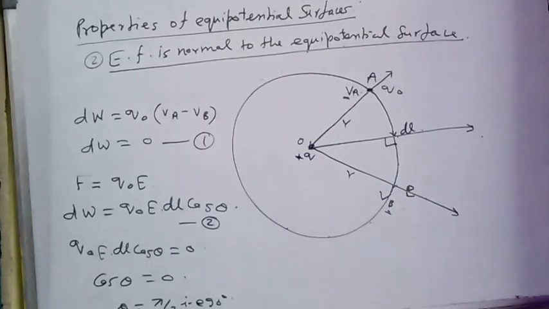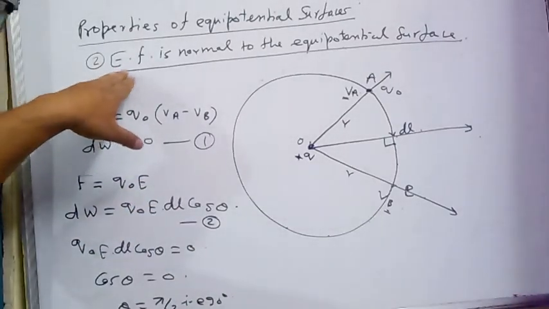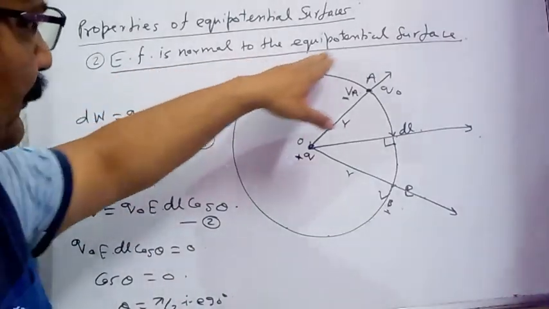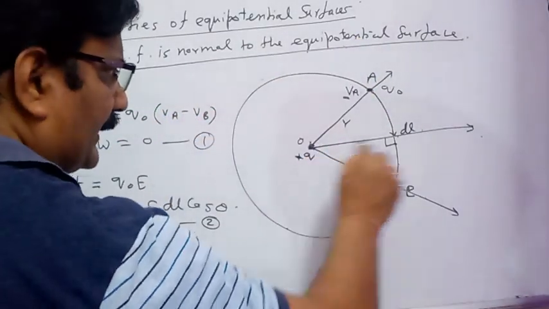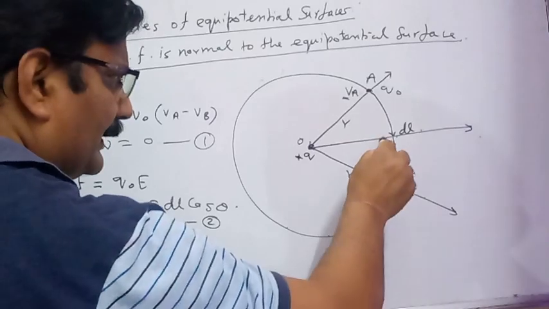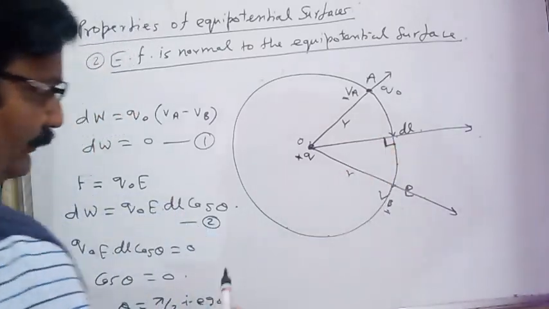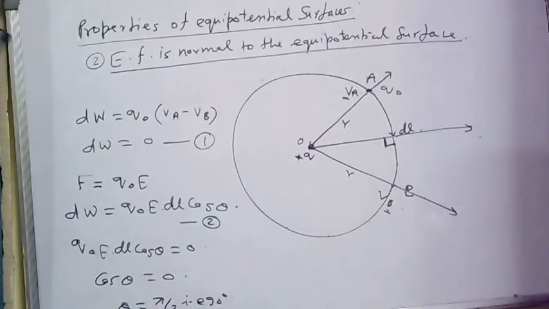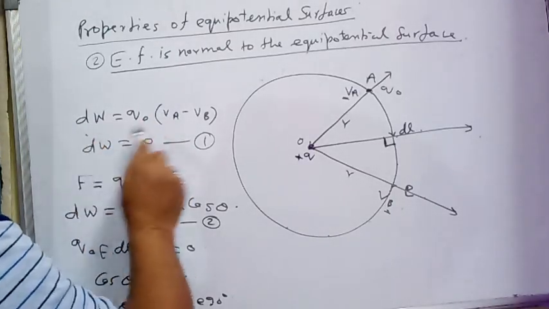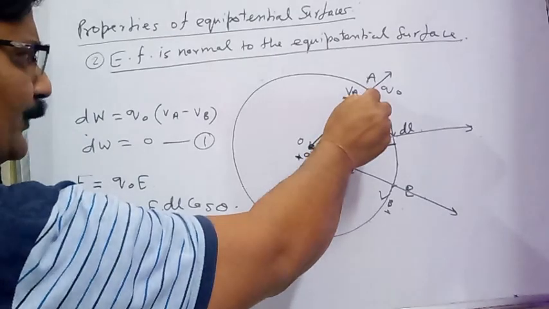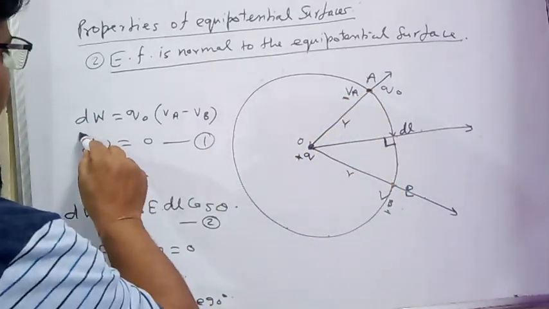This is another property of the equipotential surface. The second property: the electric field is normal to the equipotential surface. It means the electric line of force due to a charge and its equipotential surface are perpendicular to each other. How can you prove this? As in the previous property, we have proved that the work done to move a test charge Q0 from point A to point B is 0.